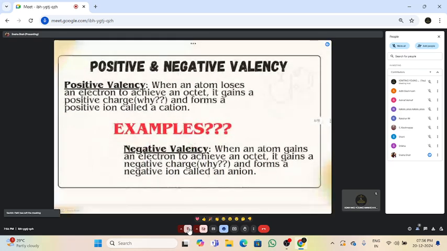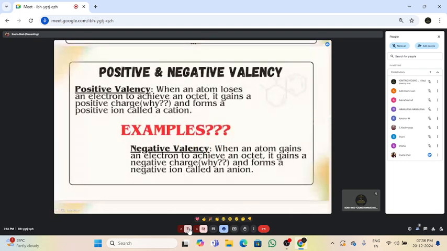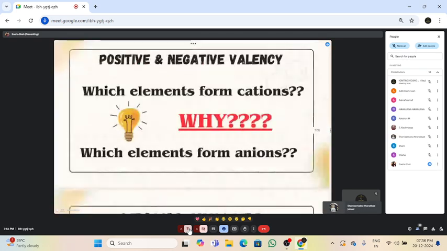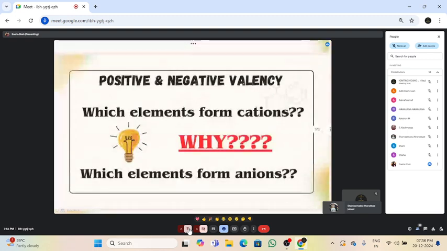You can definitely go ahead and look for other examples of how ionic bonds are formed. Now, this is a very interesting question. What do you think? Which kind of elements will form cations? Cations are positive ions. Can anyone answer that?